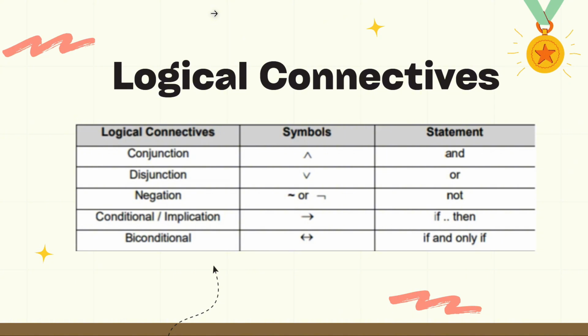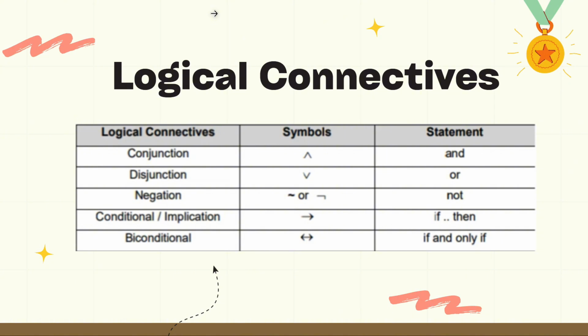Next, logical connectives. Logical connectives are symbols used to connect statements logically. First, we have conjunction. The symbol is as shown in the diagram, and the statement is and. It indicates both statements must be true. Next, we have disjunction. The symbol is as shown in the diagram, and the statement is or. It indicates at least one statement is true. Next, we have negation. The symbol is as shown in the diagram. The statement is not. It indicates reverse the truth value.